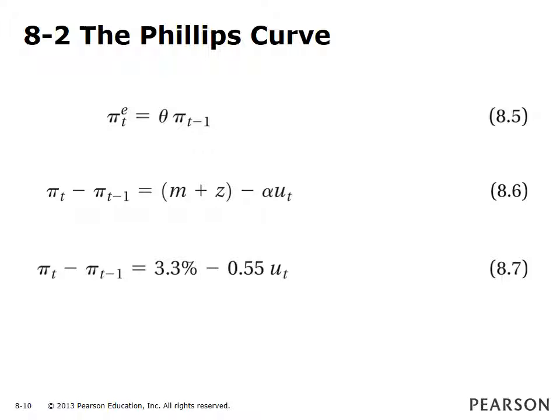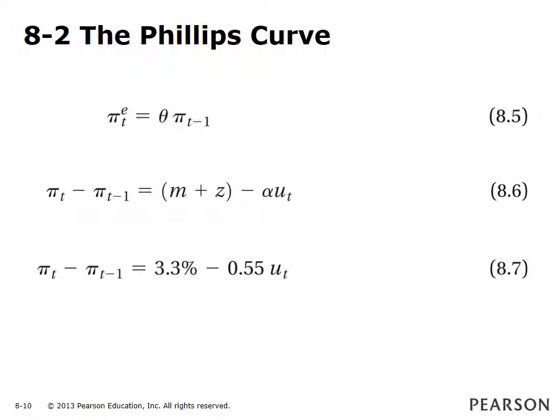It shows a negative relation between the unemployment rate and the change in the inflation rate. Suppose the unemployment rate increases from 5 to 6%, then the change in the inflation rate will go from 0.55 to 0. That is, an increase in unemployment will lead to decreasing inflation. We see this by substituting the different unemployment rates in equation 8.7.